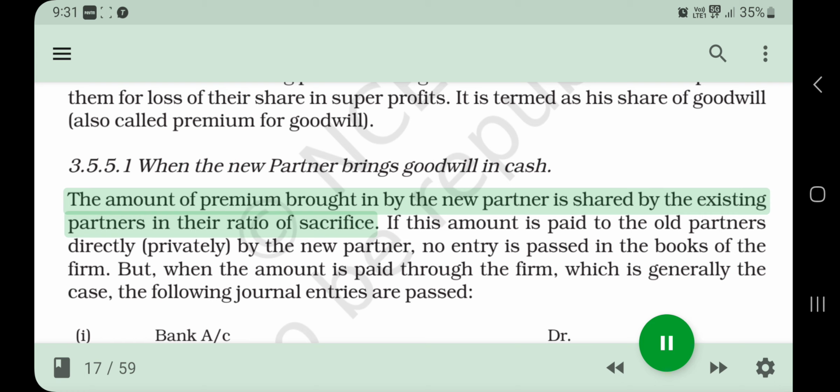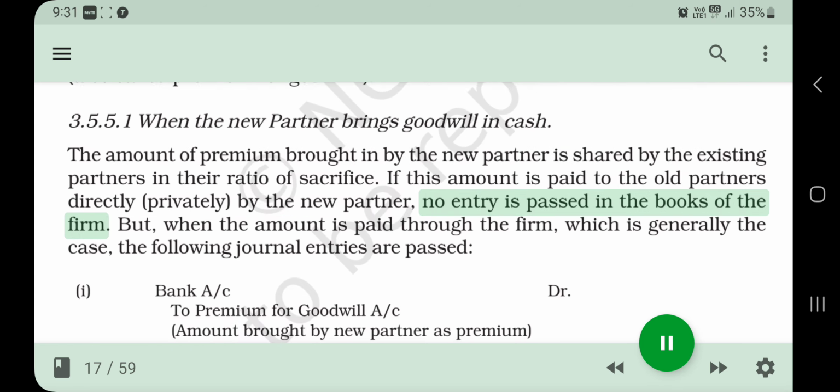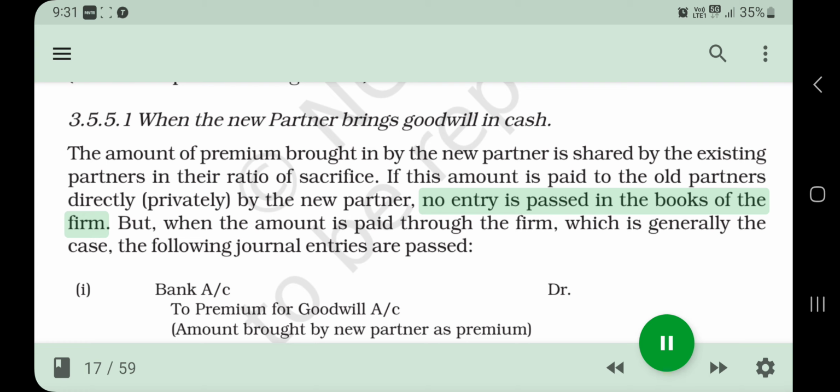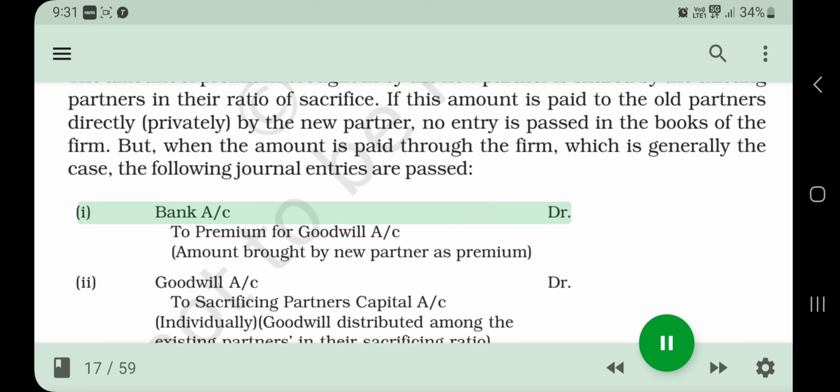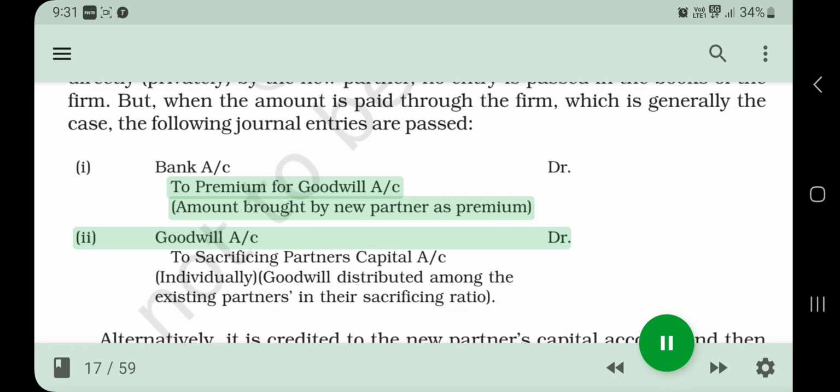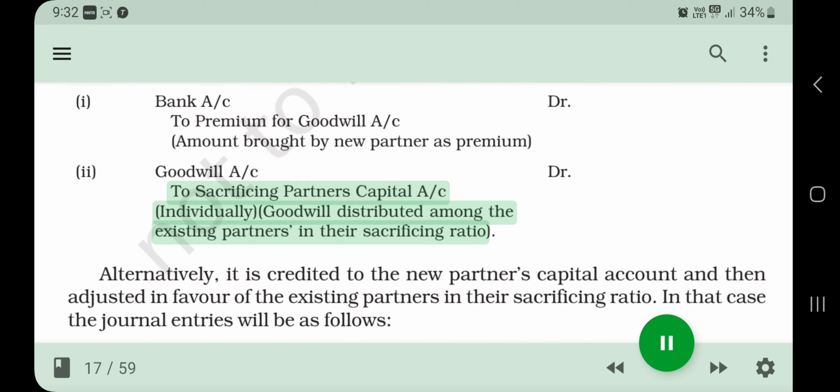The amount of premium brought in by the new partner is shared by the existing partners in their ratio of sacrifice. If this amount is paid to the old partners directly, privately, by the new partner, no entry is passed in the books of the firm. But, when the amount is paid through the firm, which is generally the case, the following journal entries are passed. I. Bank A/c Dr. To premium for goodwill A/c, amount brought by new partner as premium. II. Premium for goodwill A/c Dr. To sacrificing partners' capital A/c, individually, goodwill distributed among the existing partners in their sacrificing ratio.